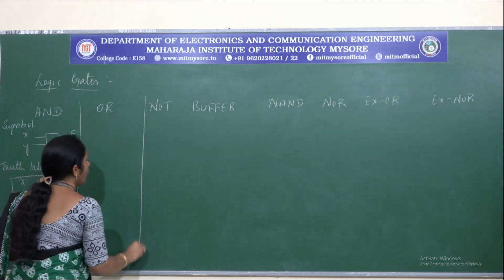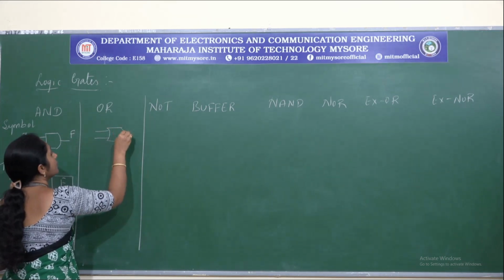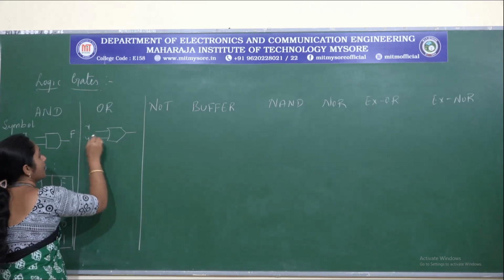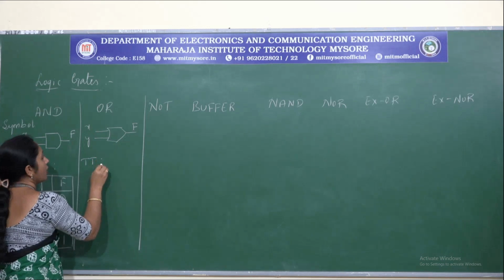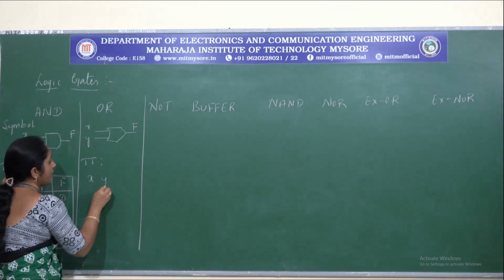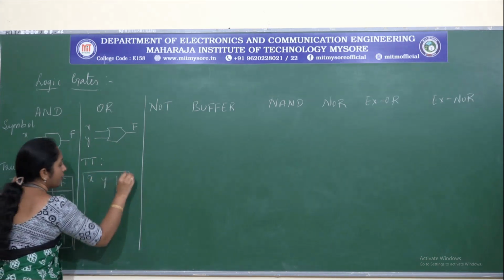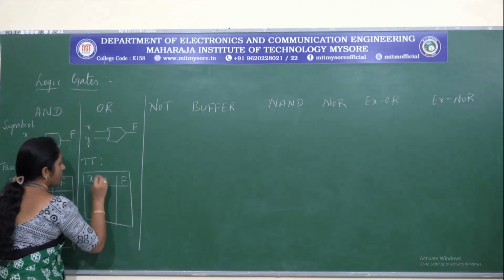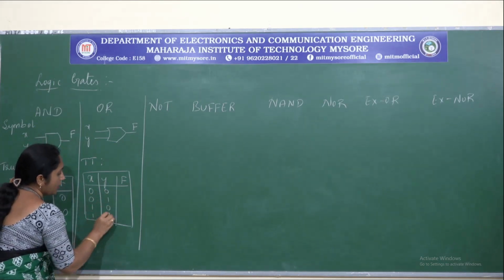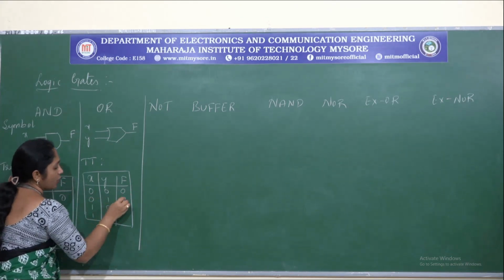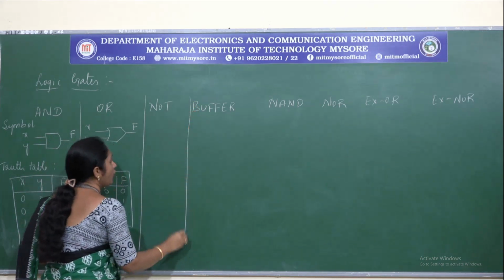The next gate we have is the OR gate. For the OR gate, the logic symbol is this. X and Y are inputs, F is output. The truth table for the OR gate has inputs here and output. If you observe the OR gate operation, which we have already discussed, for the possible combinations, except for the first combination, for all others the output is logic 1. Next is the NOT operation.